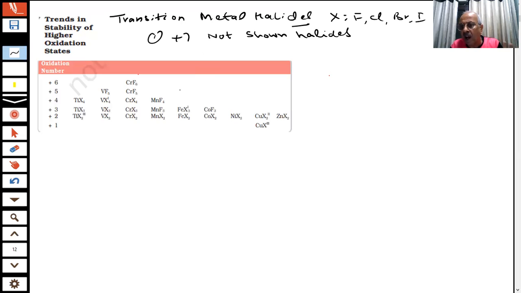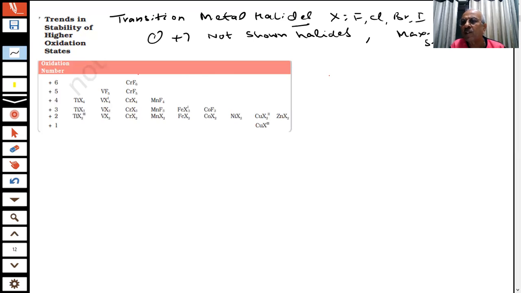Let me understand the table, or what I have to do with it. There is a question on it for your papers. Now plus 7 is not shown, but do you know what the maximum oxidation state is? Tell me in 30 seconds. What was the highest oxidation state in the 3D series?